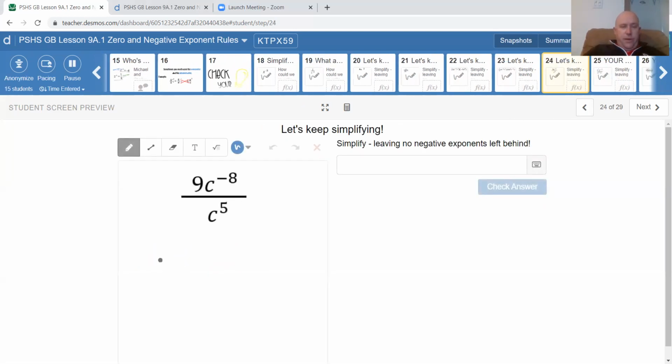No numbers to simplify here on this one, so this is just 9. -8 take away 5 is -13. And then that same thing. We're not allowed to leave any negative exponents in our answer, so it's going to move to the bottom, and it's going to become positive.